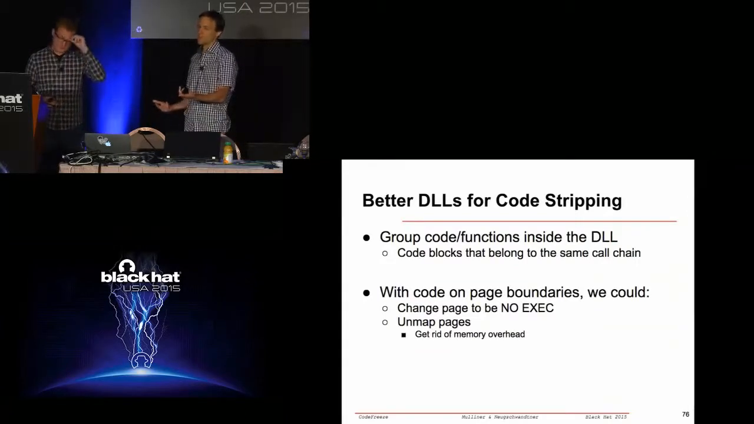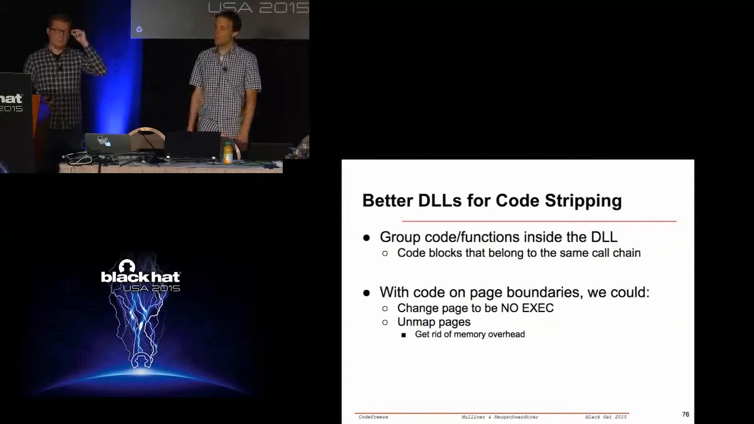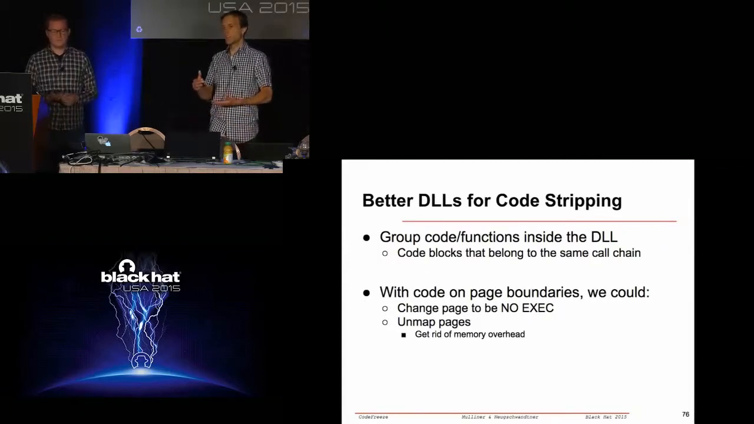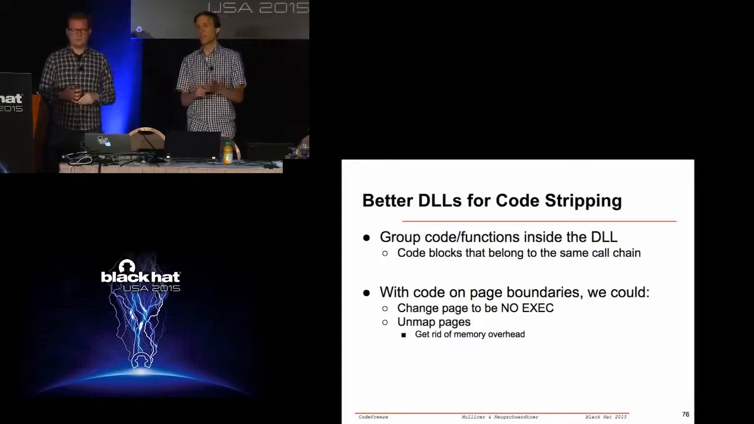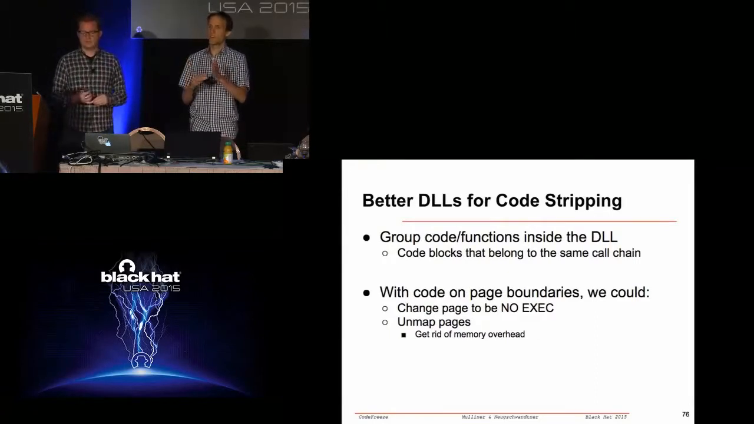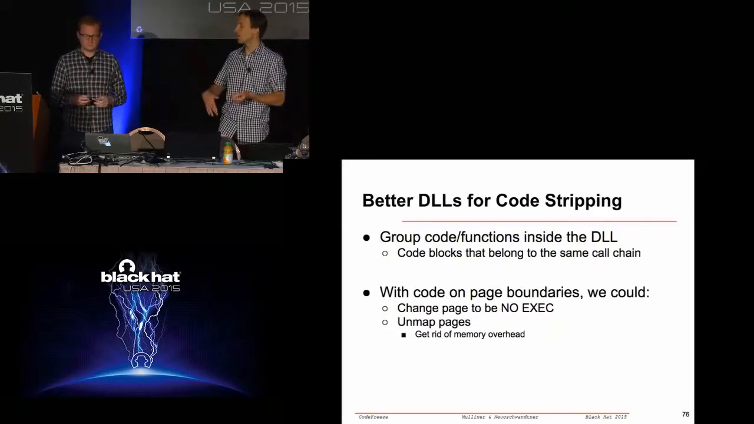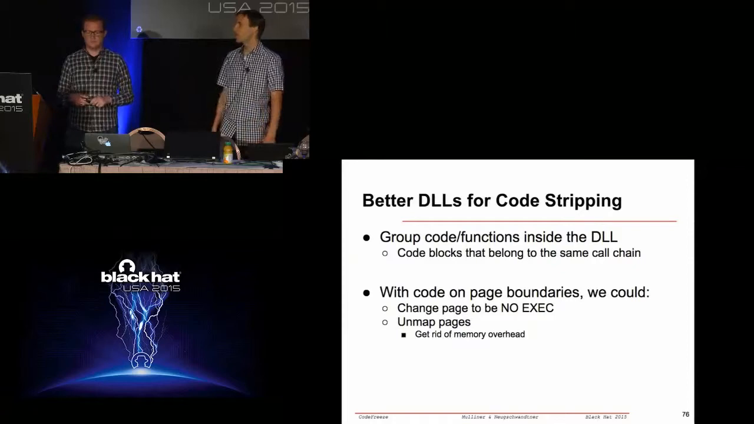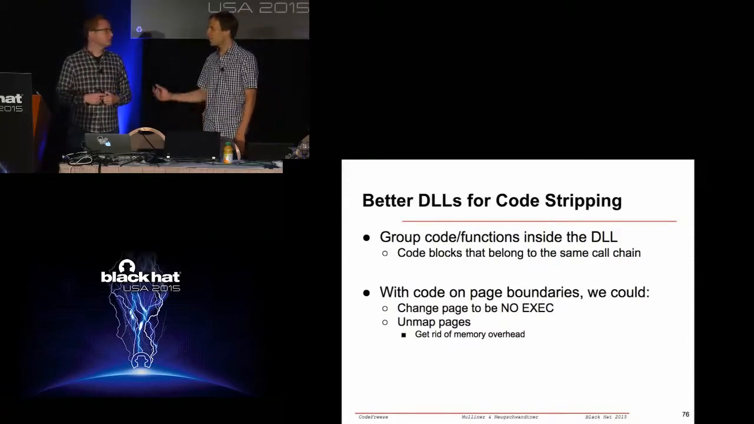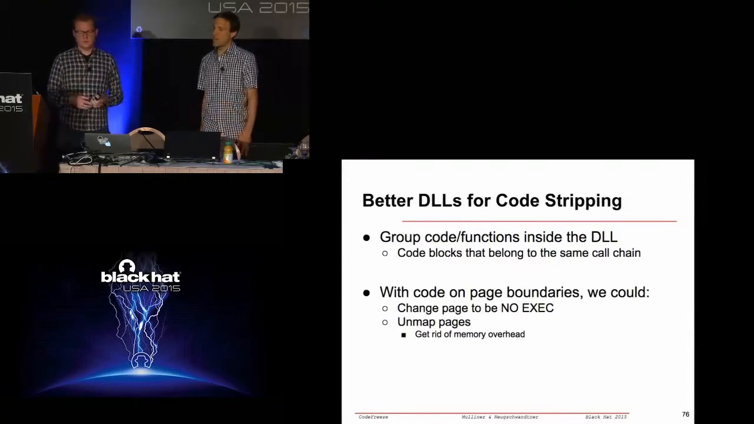There's also one compiler thing that could be done. The compiler could group code and functions inside the DLL at compile time, so the code blocks that belong to the same call chain are next to each other. Then we would have more continuous blocks of code that we could strip, or that maybe in the future, if we at some point have partial unmapping, we could unmap more easily.